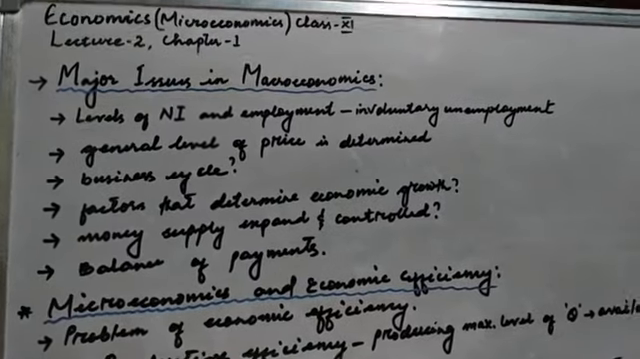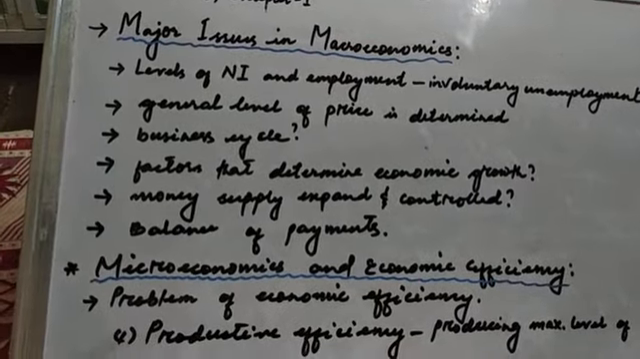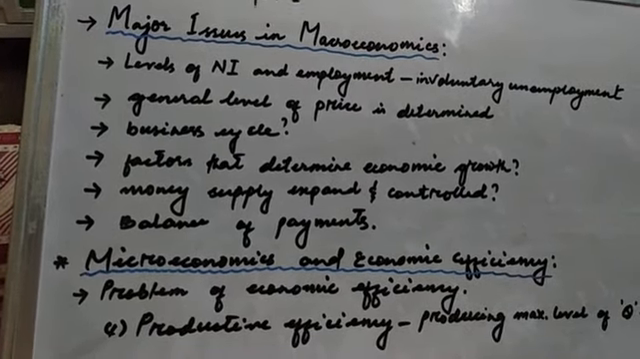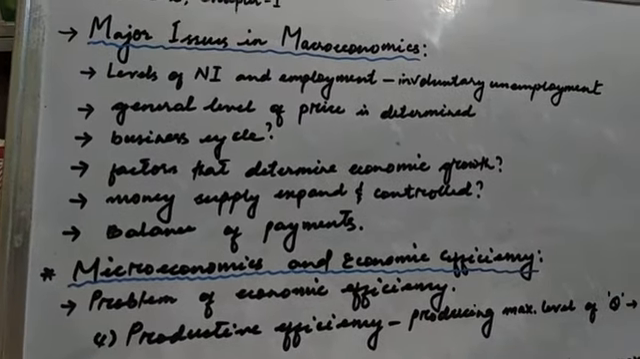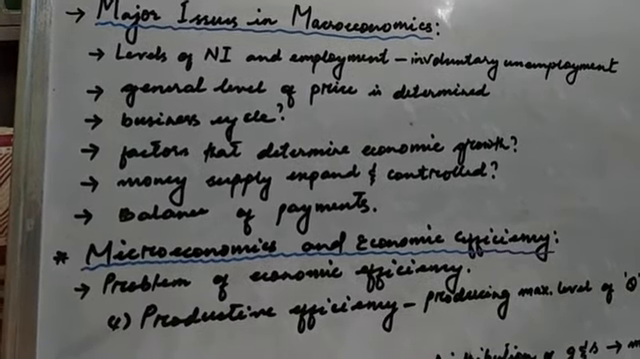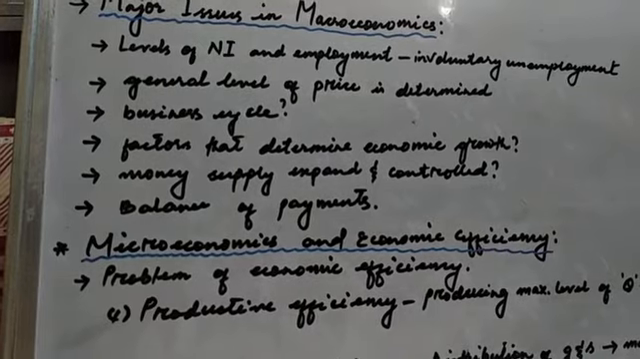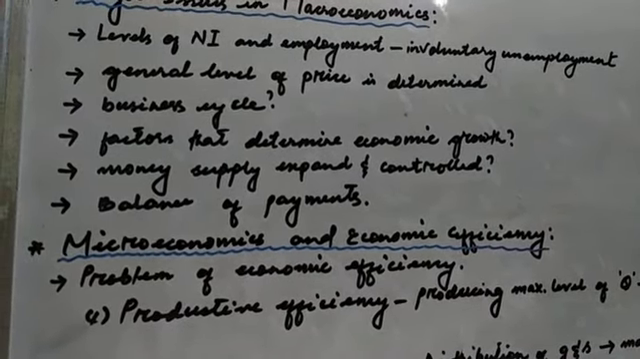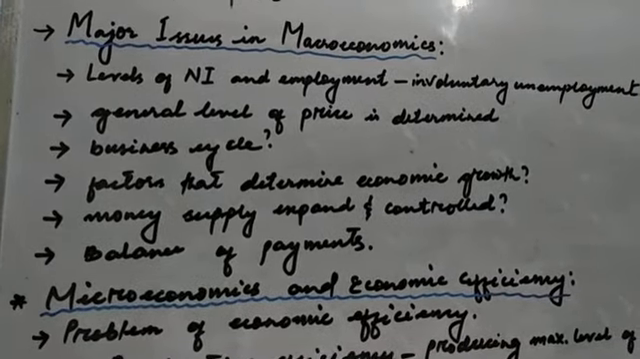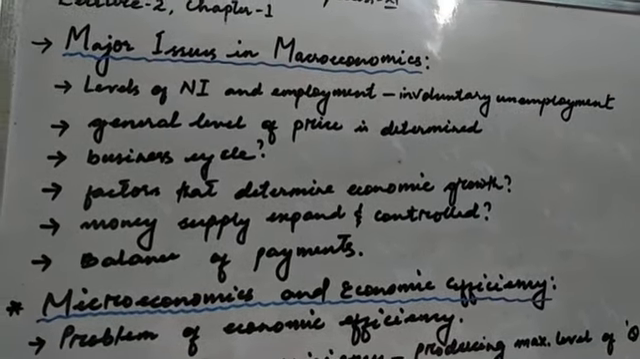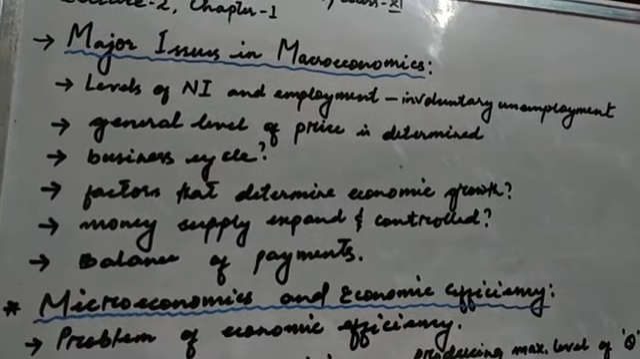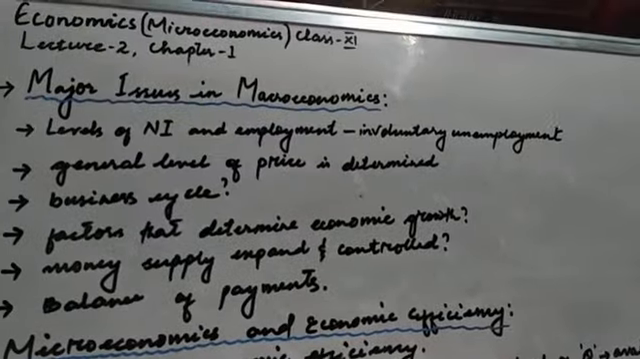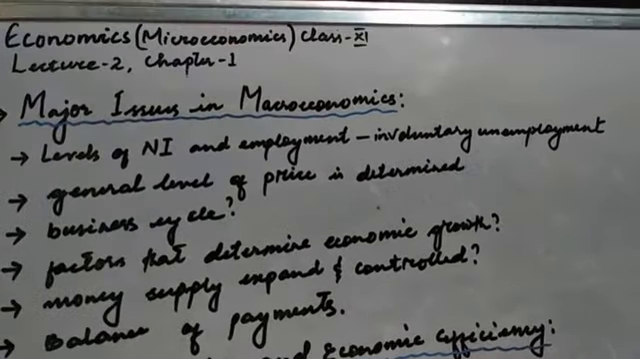Okay, in macroeconomics, we study the following subjects. What are the subjects that we have to analyze under macroeconomics? First, we study how the levels of national income and employment in the economy are determined, and what causes involuntary unemployment.